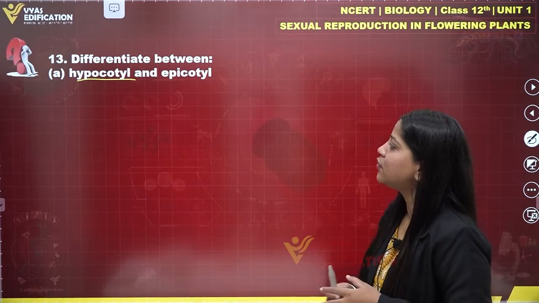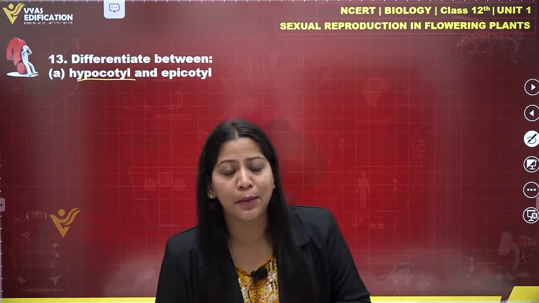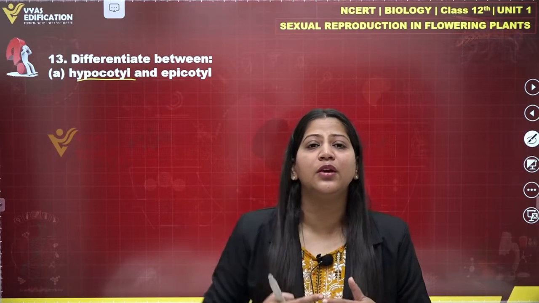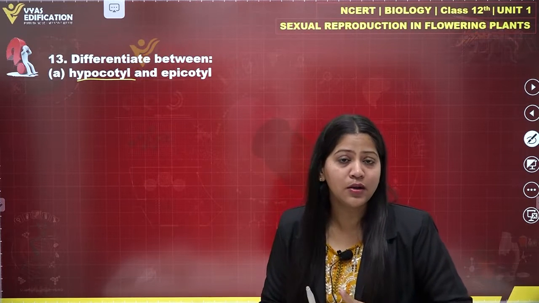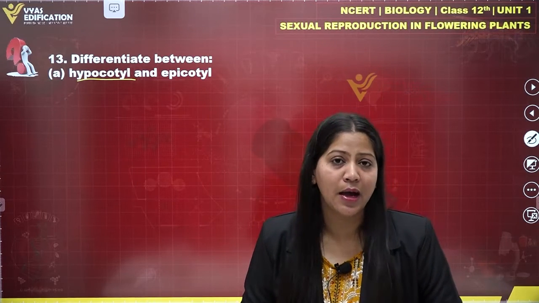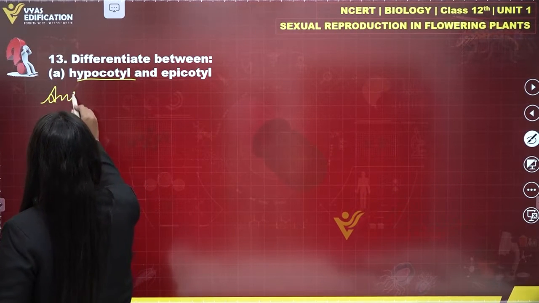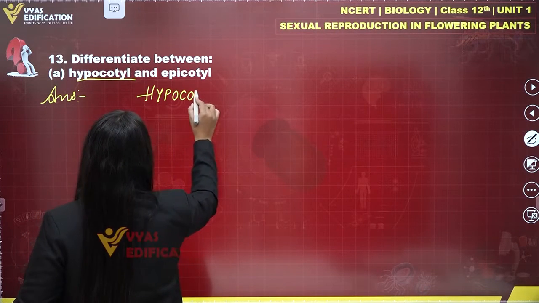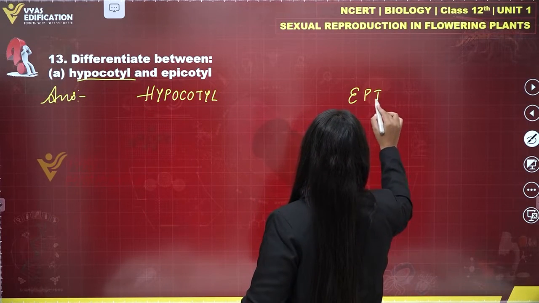Epicotyl is also a portion present on the embryonal axis of a dicotyledon seed, but it is present just above the cotyledons. So this is the basic difference between hypocotyl and epicotyl. Also, hypocotyl terminates into the radicle and the epicotyl terminates into the plumule. If we write the difference between these two, in the left column we will talk about hypocotyl, and in the right column we will talk about epicotyl.